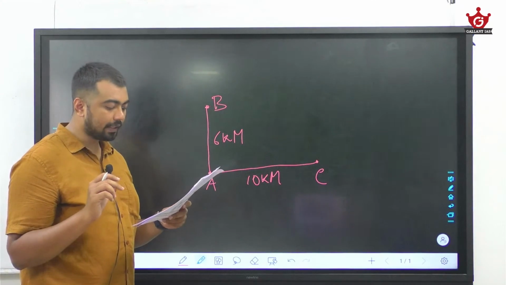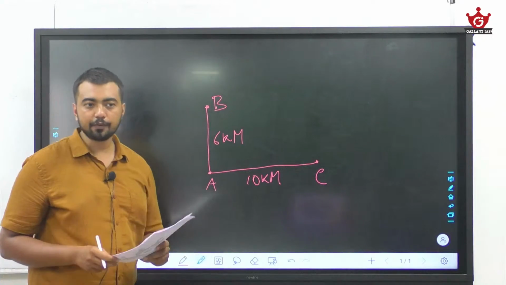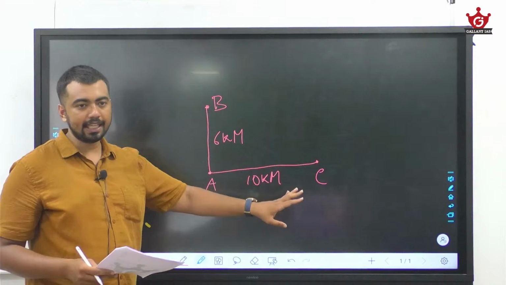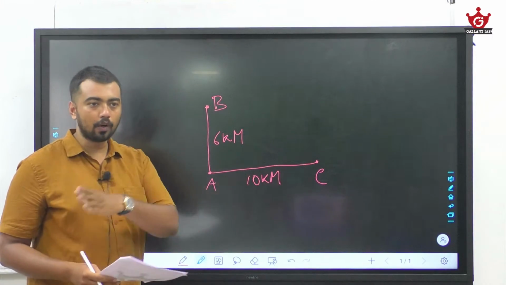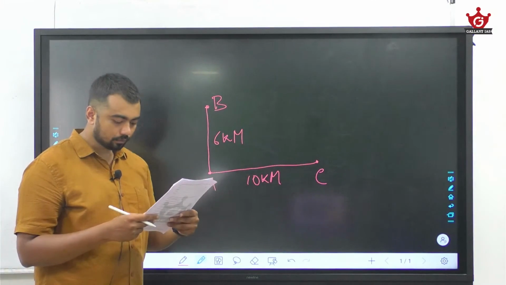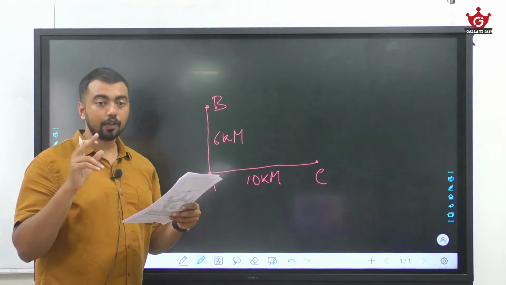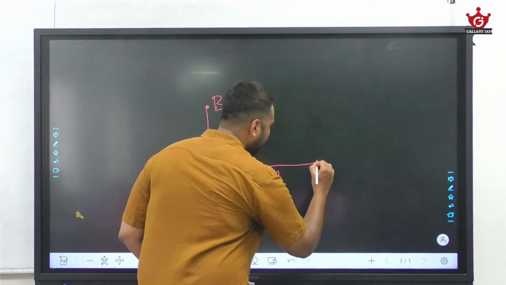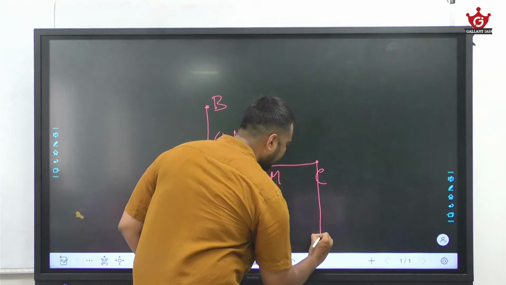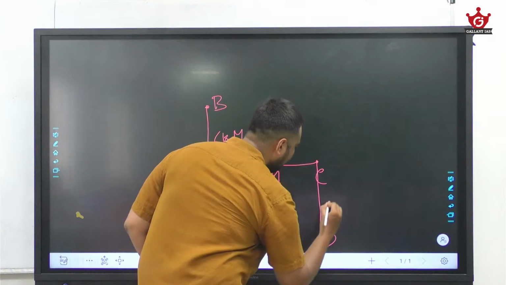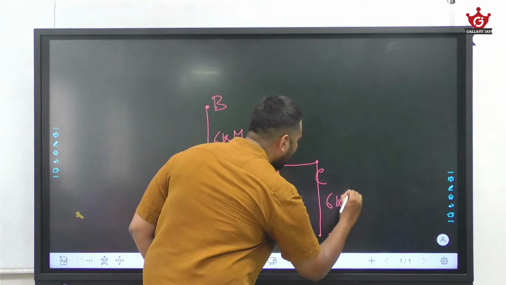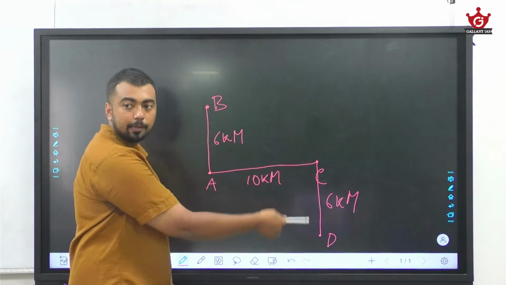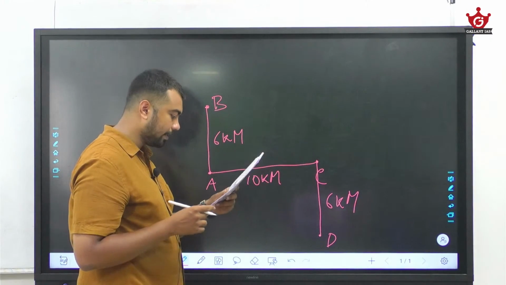D is 5 kilometer east of E. But we don't have any mention of D or E here yet, so let's move on to the next part. C is 6 kilometer north of D, which means D is here and this is 6 kilometer. This is C, this is D, and the distance between them is 6 kilometer.